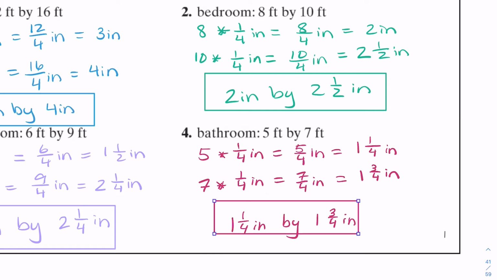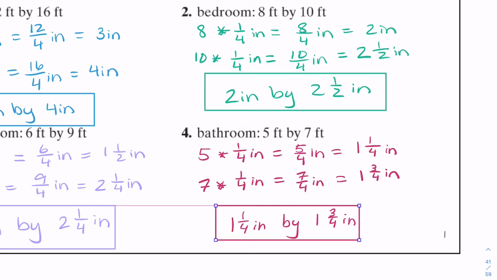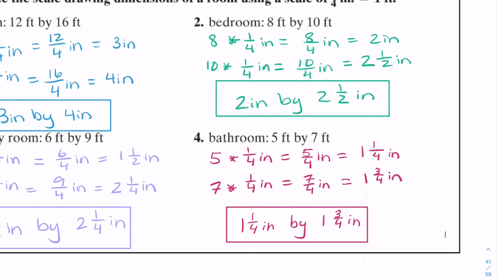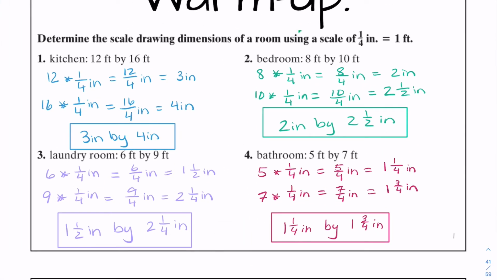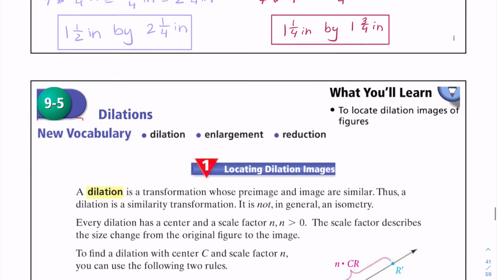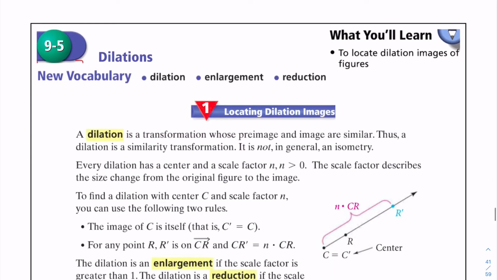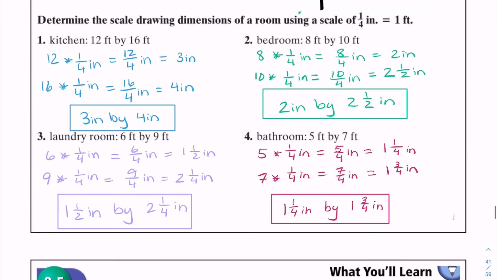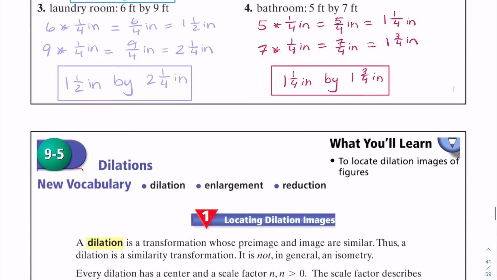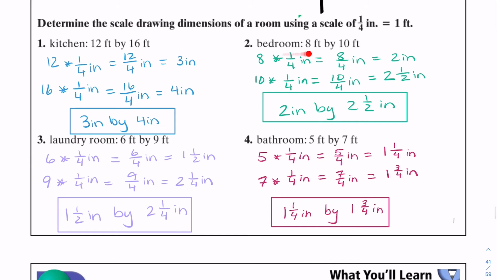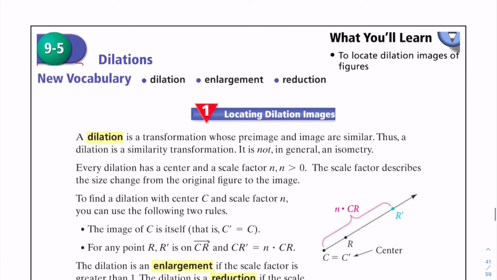And what we could have done was leave them in decimal form if we wanted. Fraction is fine as well. And that's the warm-up. So what are we talking about today? Dilations. For instance, shrinking or enlarging something, making a scale drawing of something, that is a dilation. We made something that was bigger smaller by a certain proportion.